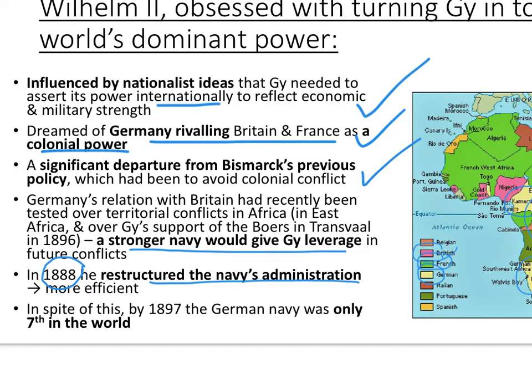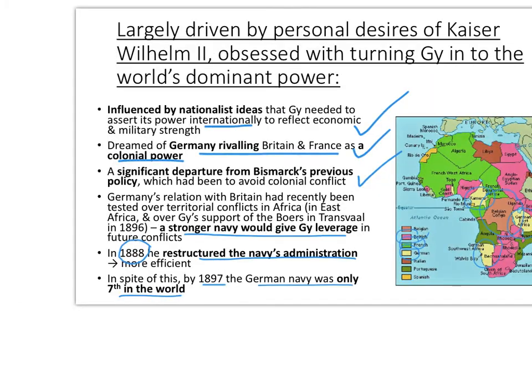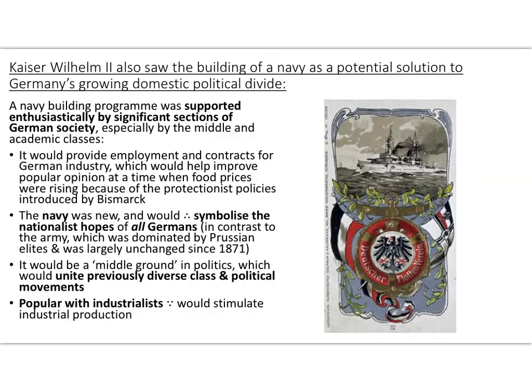In spite of that, by 1897, the German Navy was only the 7th largest in the world. And so we traditionally therefore see 1898 as the beginning of the big expansion of the German Navy, where the Kaiser is really making his statement that we need to have a big navy to become a world global power.